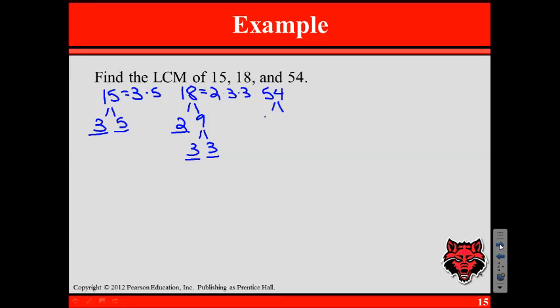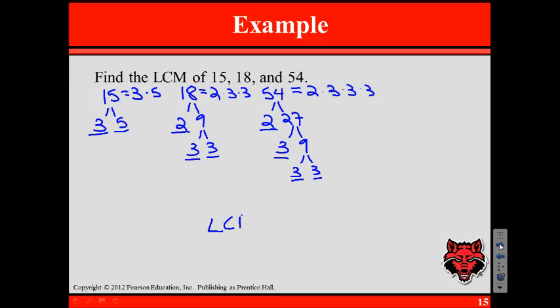54 can be divided by 2. The result is 27. 2 is prime, so I underline. 27 can be divided by 3, and the result is 9. And 9 divided by 3 is 3. So the prime factorization of 54 is 2 times 3 times 3 times 3. Now in each of these prime factorizations, we have 2's, we have 3's, and we have 5's.